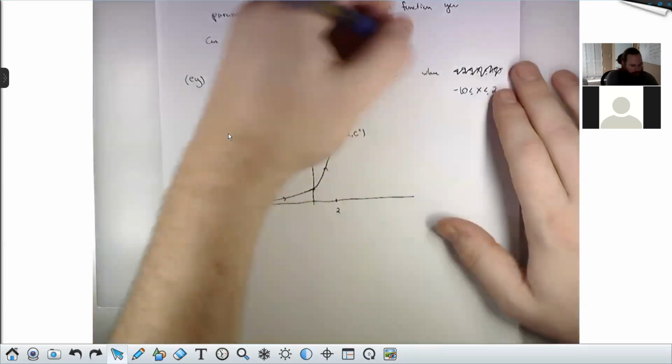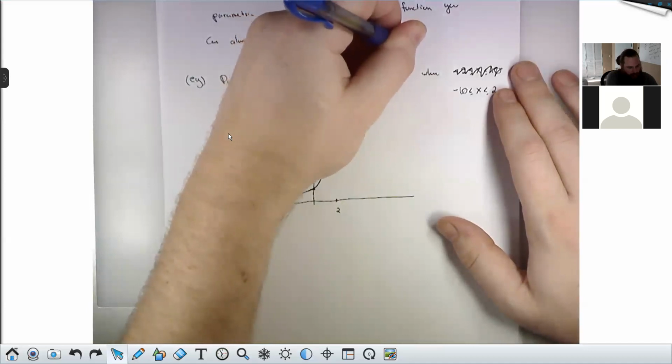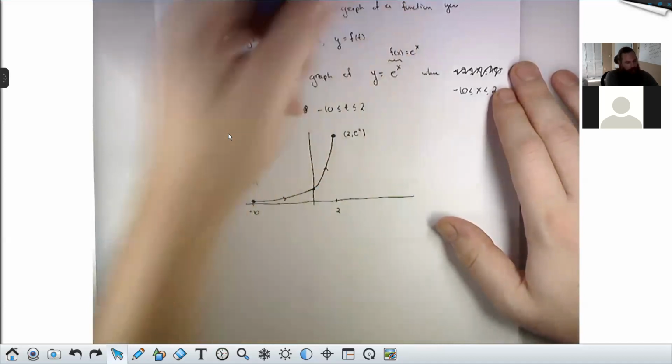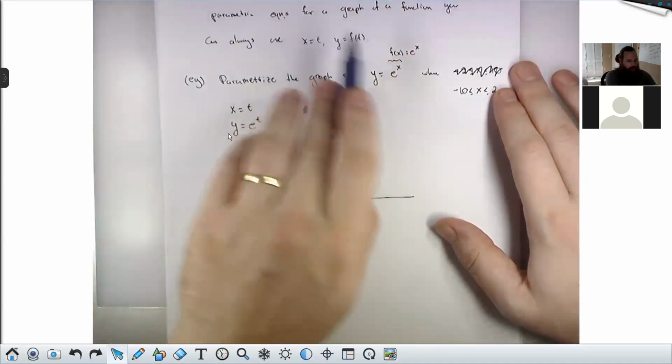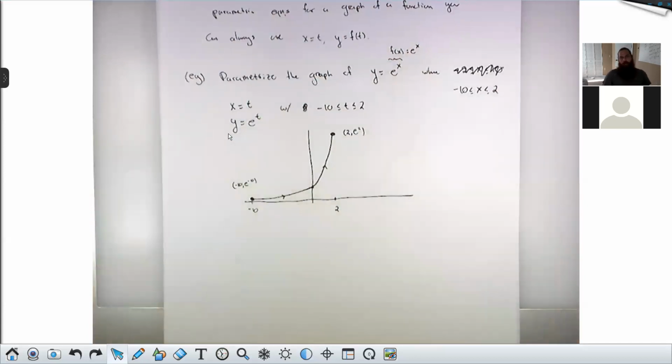So here, f of x is e to the x. So the parametric equations t and f of t are just t and e to the t. So to parameterize is to come up with a set of parametric equations which will have that same graph. Yeah, so to parameterize y equals e to the x means to come up with a set of parametric equations which represents y equals e to the x, or which has the same graph as y equals e to the x.